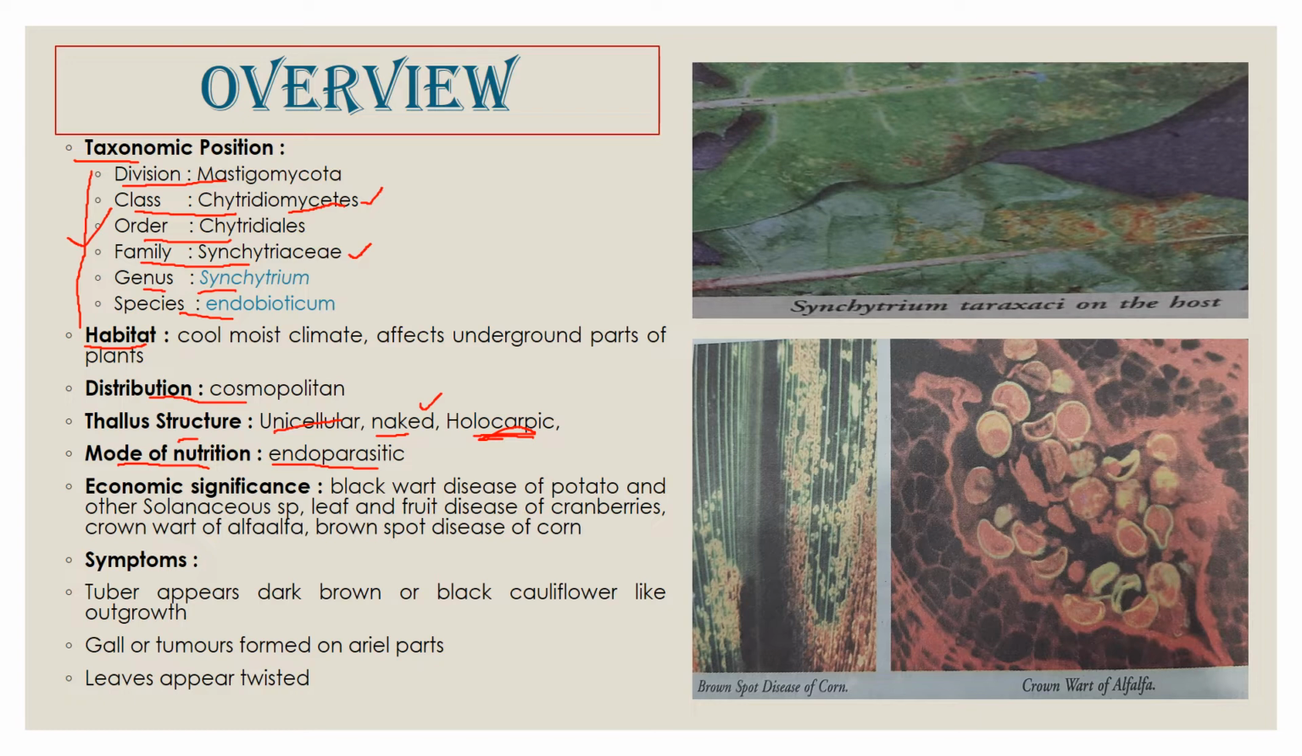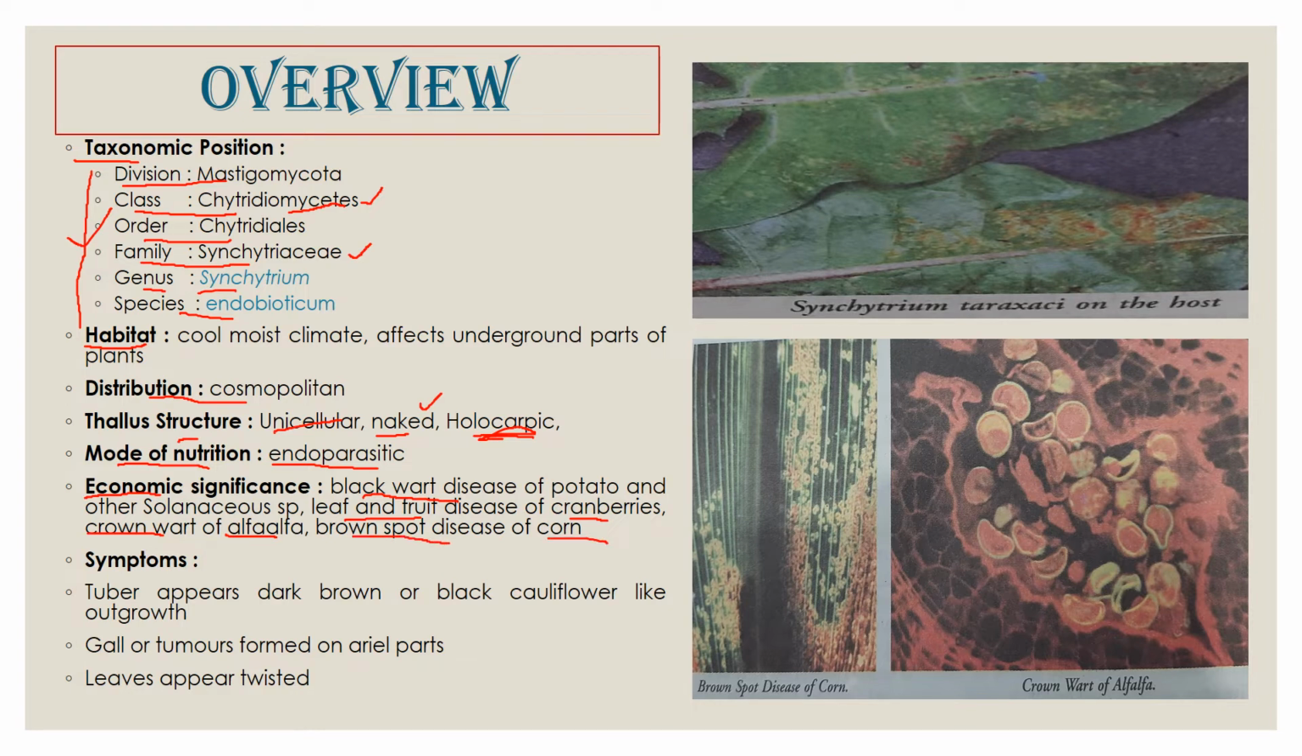And so, what is the economic importance? This Synchytrium endobioticum, apart from causing black wart disease in potato, also affects other solanaceous plants. It can also cause leaf and fruit disease of cranberries. It can also cause crown wart of alfalfa. It can also cause brown spot disease of corn.